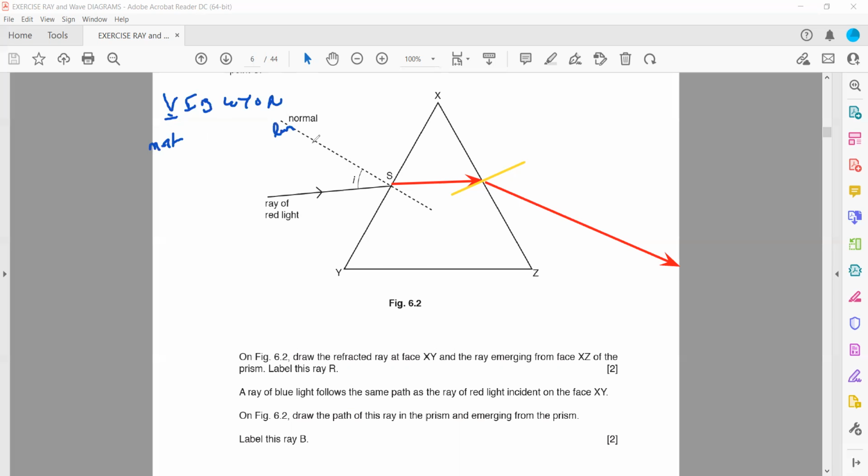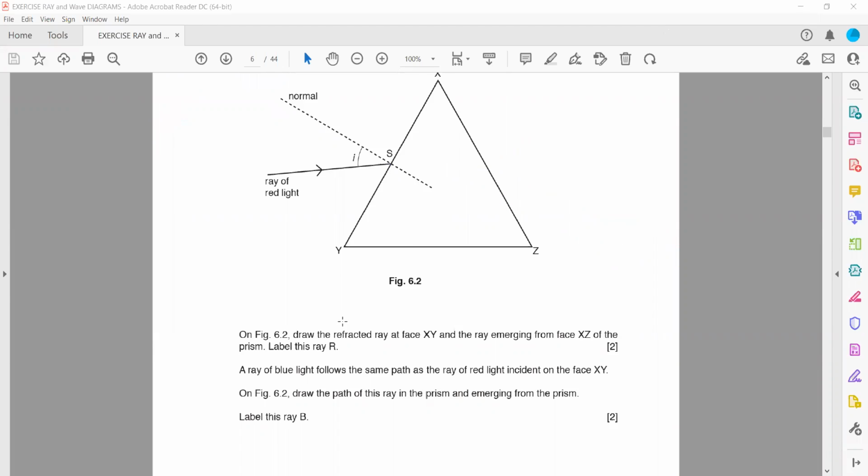So now we have to complete a path for the blue light. Blue will bend least. So roughly we'll sketch it, and it will bend away from the normal. Blue will bend the most, red bends the least. If there was a violet, then it will be further down. So according to the frequency, we can identify which one bends the most and which one bends the least.